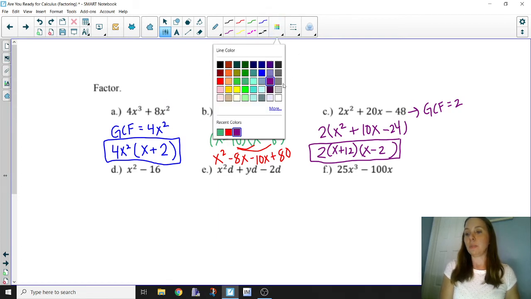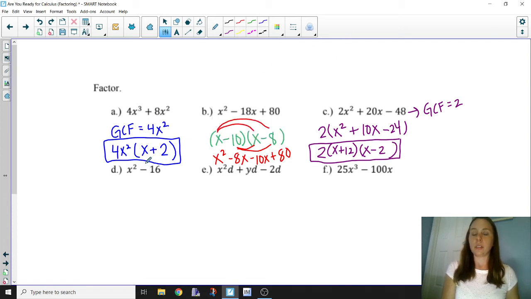Okay, I'm going to move down here to maybe what we want to call a special case. What we have here is x squared minus 16. This is a binomial that does not have a greatest common factor. So what are we going to do to factor it? Well, you have this special case called difference of squares, where if in your binomial you have two perfect square terms, and what you see in between them is a minus sign, then you can factor by difference of squares.